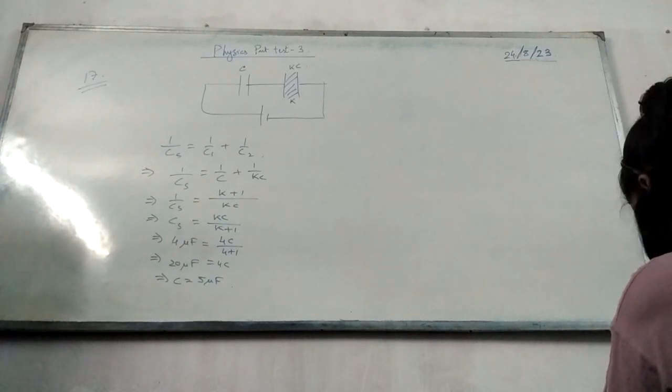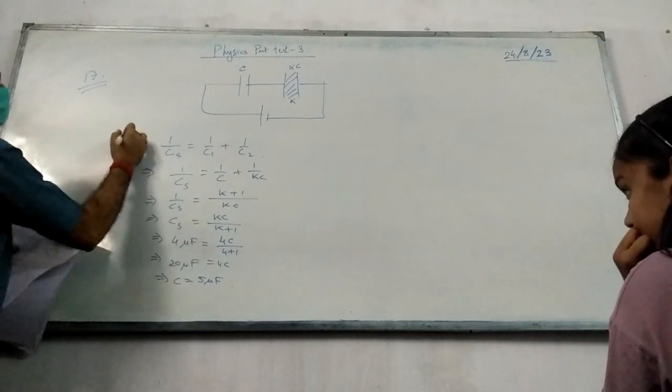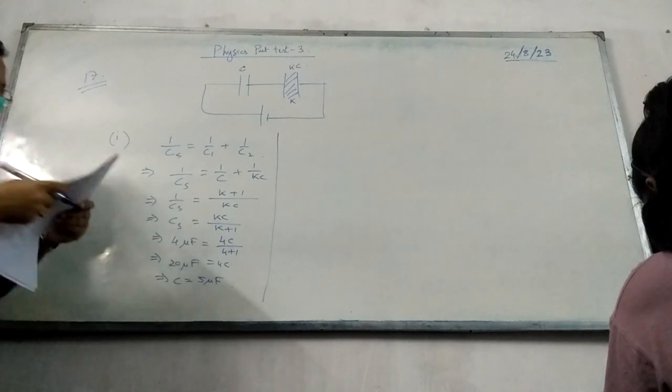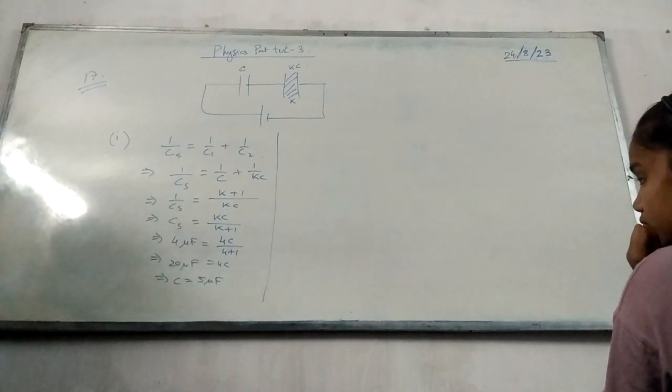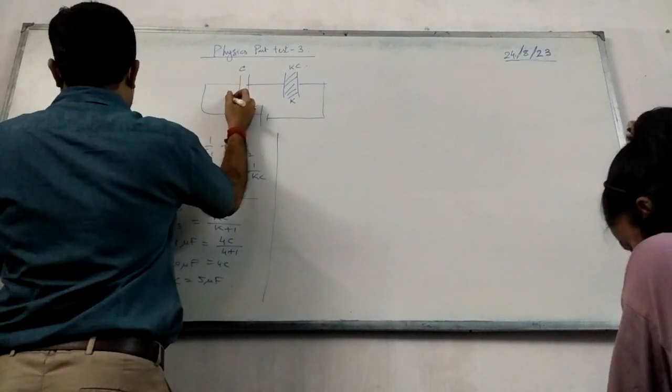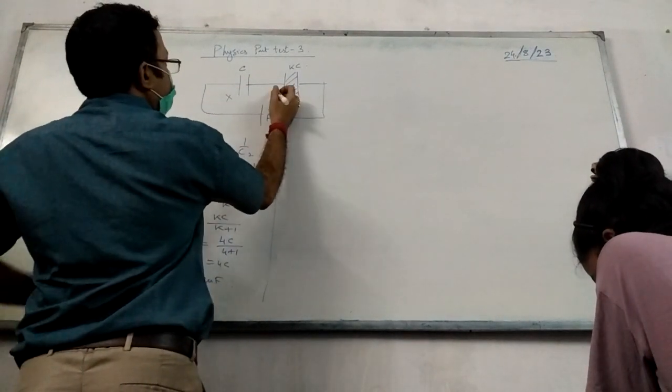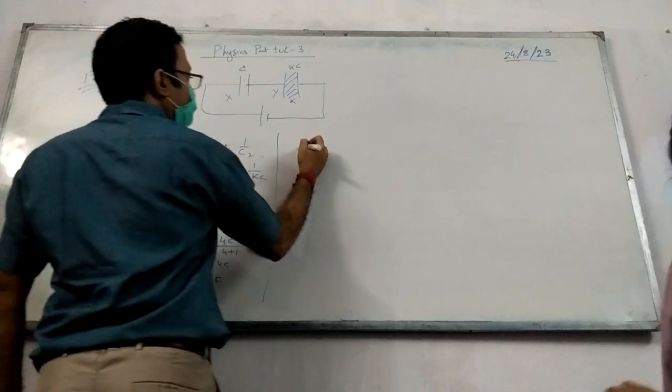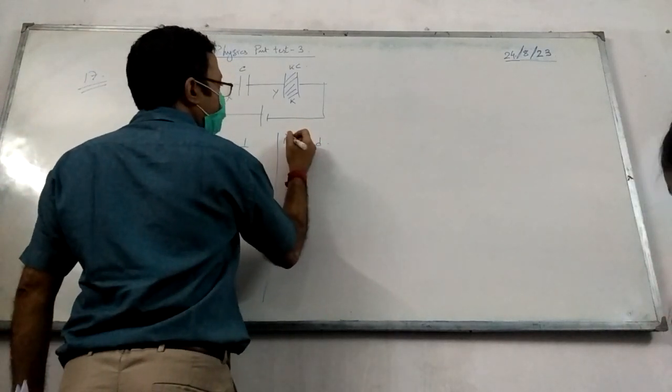The capacitance of one capacitor is 5 microfarad. This is the first part. What is the second part saying? It says calculate the potential difference between the plates of X and Y. So obviously, let this be X and this be Y. Y contains the dielectric, right? So PD across is the second part.